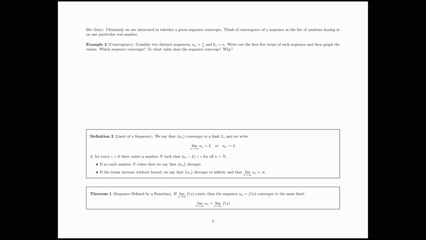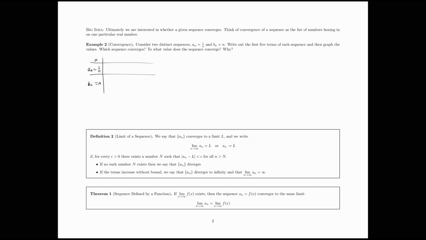So example 2, we can investigate this idea of convergence. Here we have two distinct sequences. We've got a sub n, which the general term is given by 1 over n, and b sub n, which is given by n. So what I'm going to do here is list out a table. I'm going to have a column for n, and then a column for a sub n and b sub n. So remember, a sub n is 1 over n, and b sub n is just equal to n.